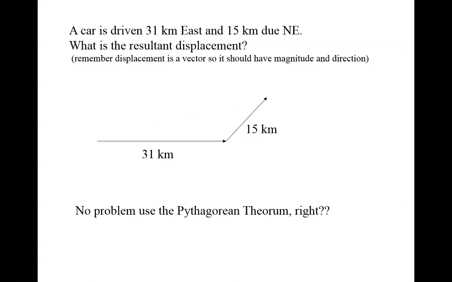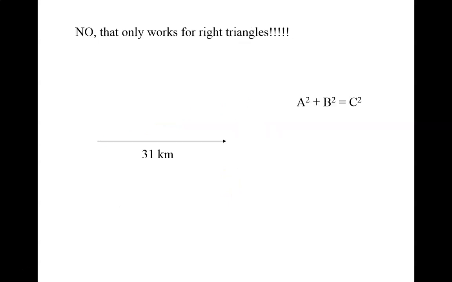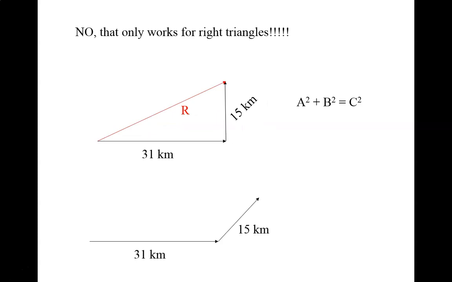So let's say we had another problem, 31 kilometers east, and we want to add to that 15 kilometers due northeast, okay? And we want to figure out the resultant. Can I use Pythagorean's theorem on this triangle? The answer is no. It's got to be a right triangle. It's not a right triangle.